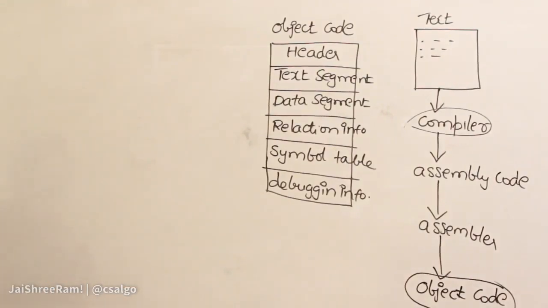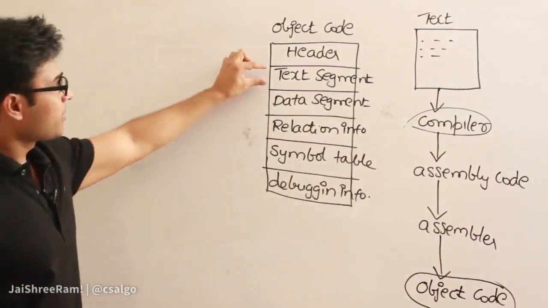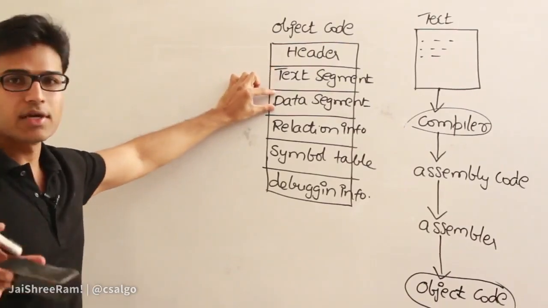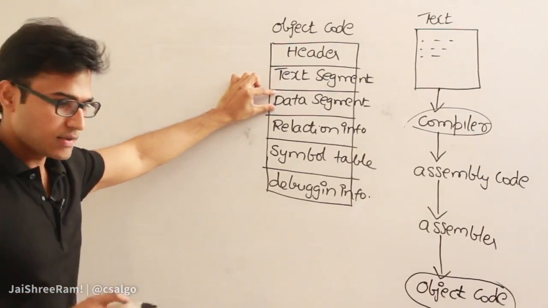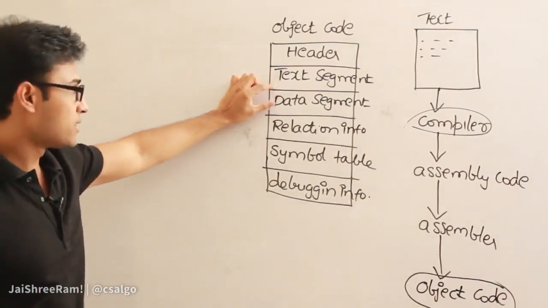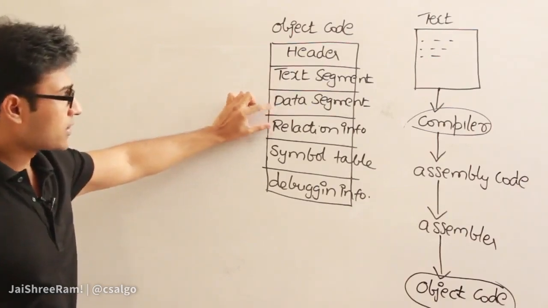Now this text segment will just contain the instructions, and the data segment will contain whatever data you have used. For example, you might have used something like constants, and then they are going to be present here. And this relocation information is important.